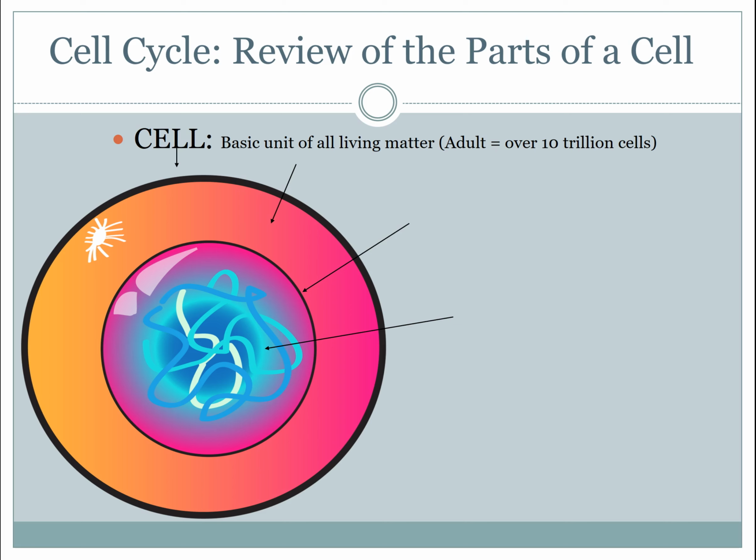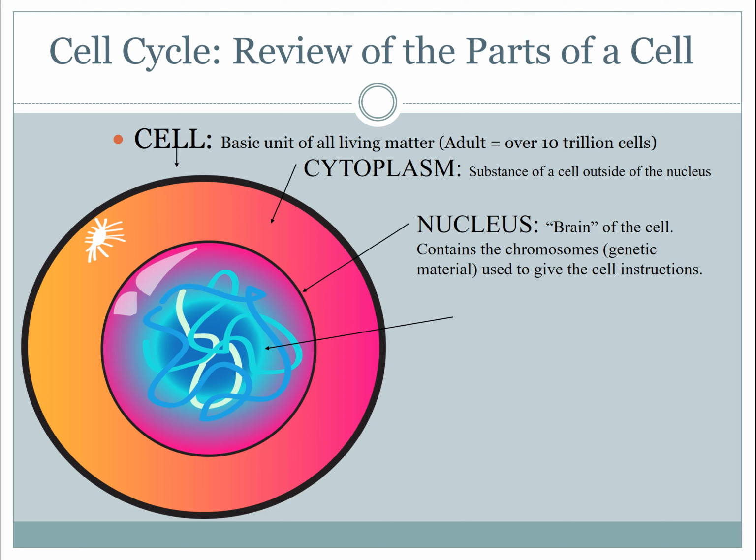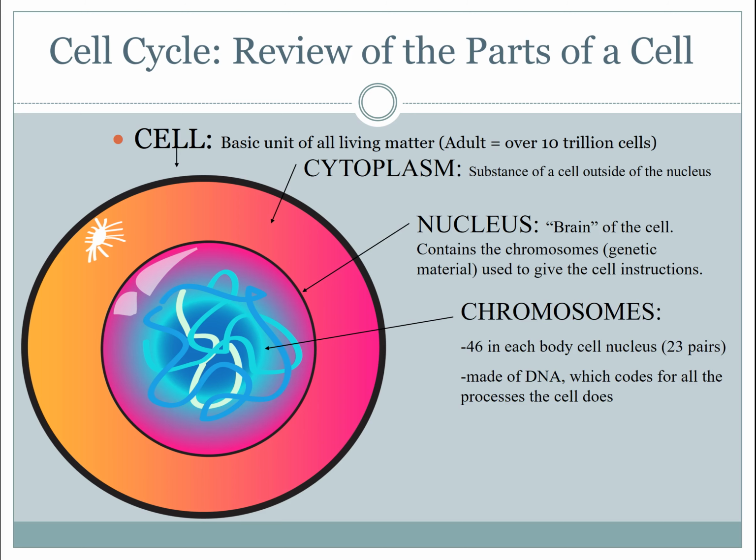So again, a cell is the basic unit of all living matter, and adult humans have over 10 trillion cells. The cytoplasm is the substance of a cell outside of the nucleus where all of the organelles float around. The nucleus of a cell is the brain. It contains the chromosomes, or the genetic material used to give the cell instructions. And the chromosomes, again, are made of DNA. There are 46 in each human body cell nucleus.